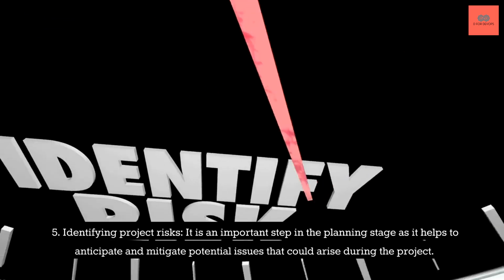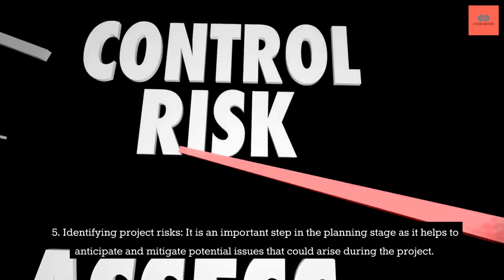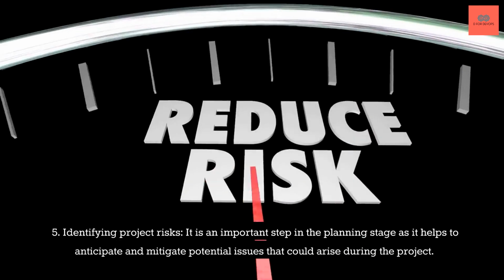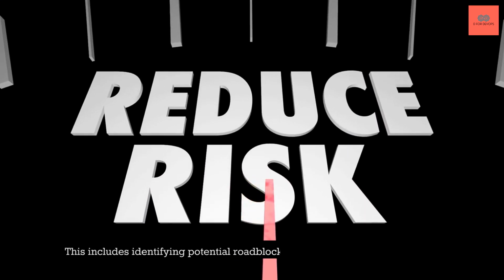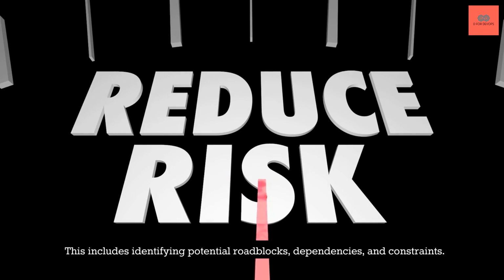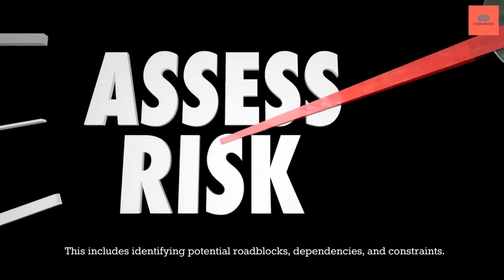5. Identifying project risks. It is an important step in the planning stage as it helps to anticipate and mitigate potential issues that could arise during the project. This includes identifying potential roadblocks, dependencies, and constraints.